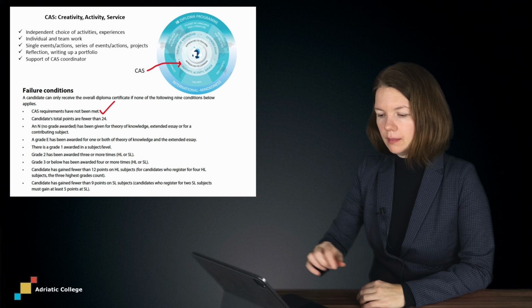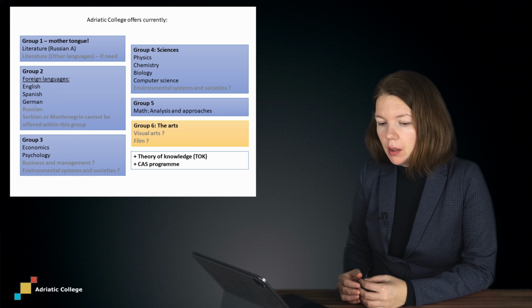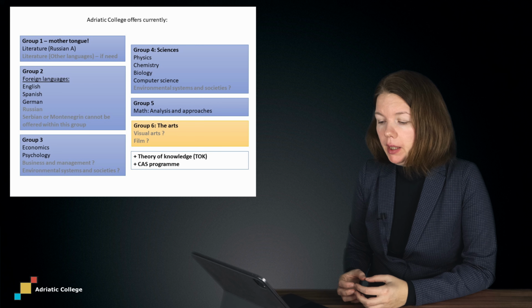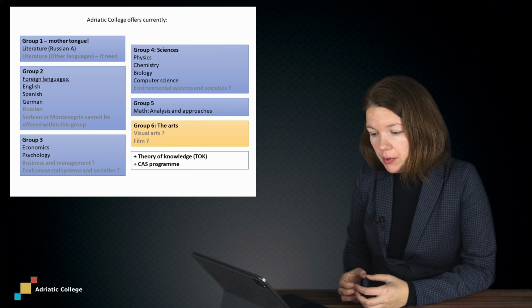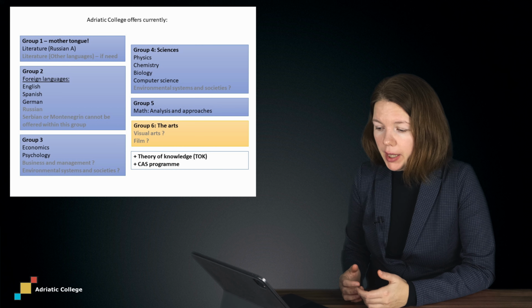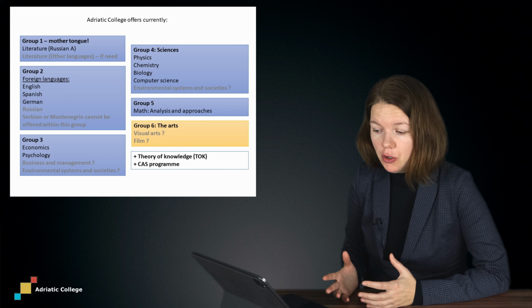So let me summarize one more time what the Adriatic College School offers within the diploma program. So in Group 1, we offer literature studied in mother tongue. In Group 2, we have English, Spanish, German, Russian as a foreign language can be also available. In Group 3 subjects, we have currently psychology, economics, and we plan to extend this choice within this subject group. In Group 4, we have a wide choice here, and we are going to keep that.